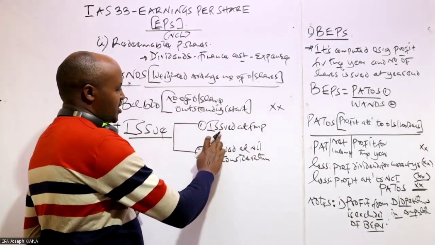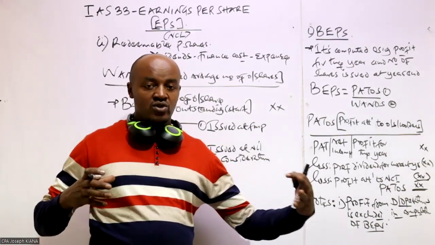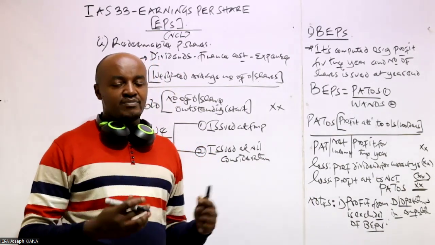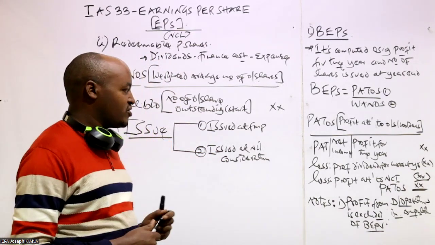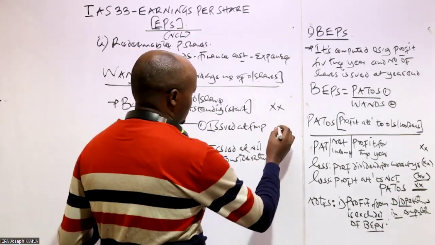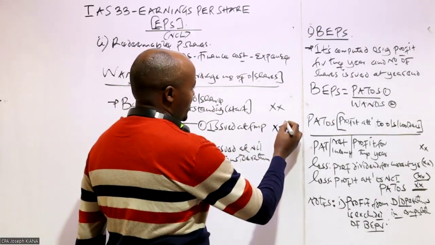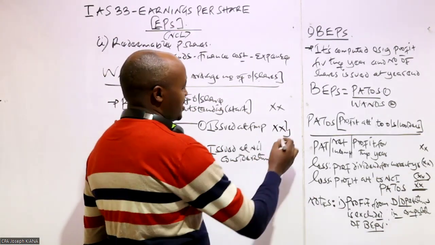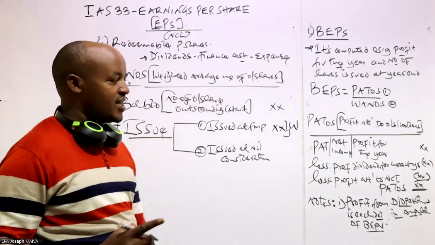So when we talk about the shares which are issued at full market price, these are the shares which the company will issue in the course of the year, and they're issued at a price which is equivalent to their market price. The market price of the share is the price at which the shares of the company are trading in the securities exchange market. Now, those particular shares, for the purpose of computing the weighted average number of ordinary shares, we say that they are weighted. What does that mean?